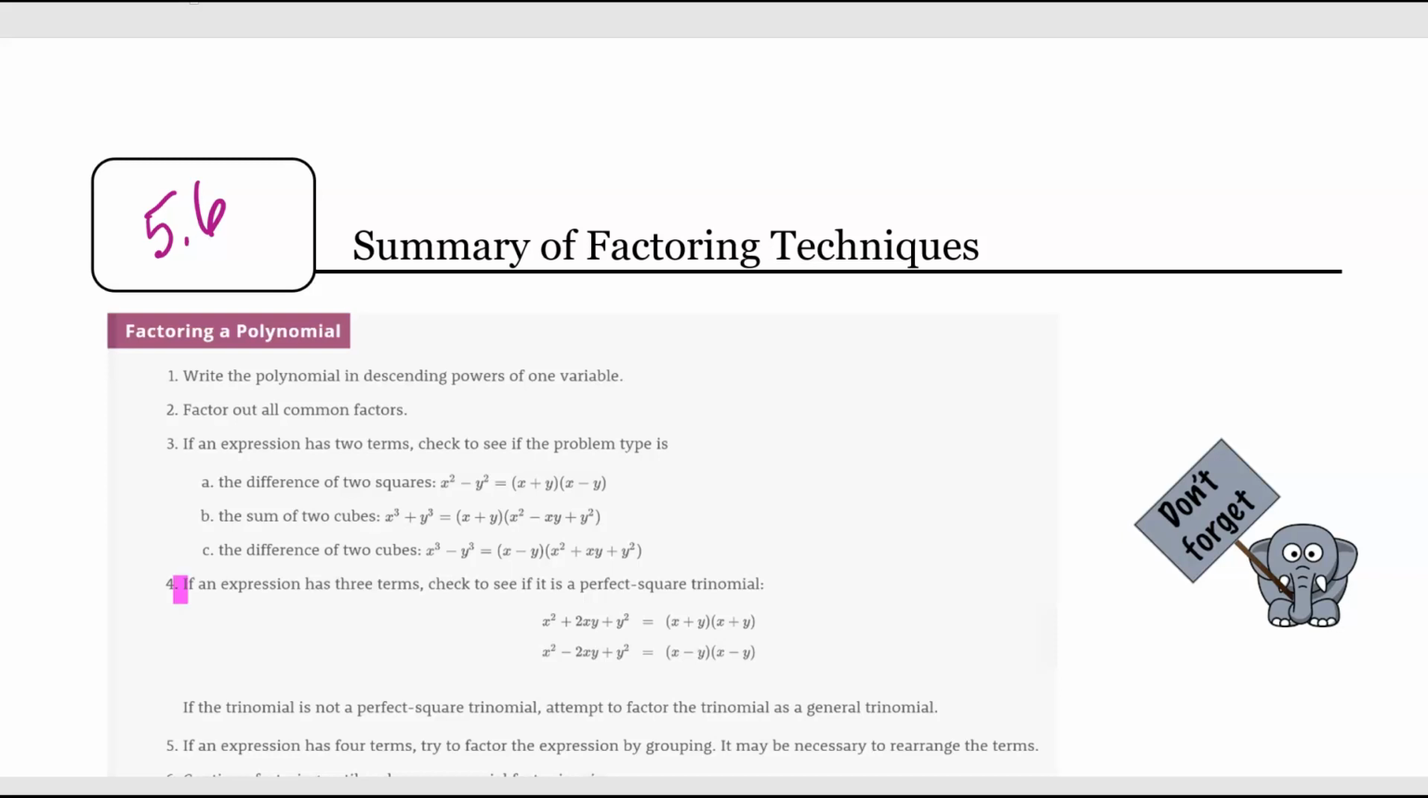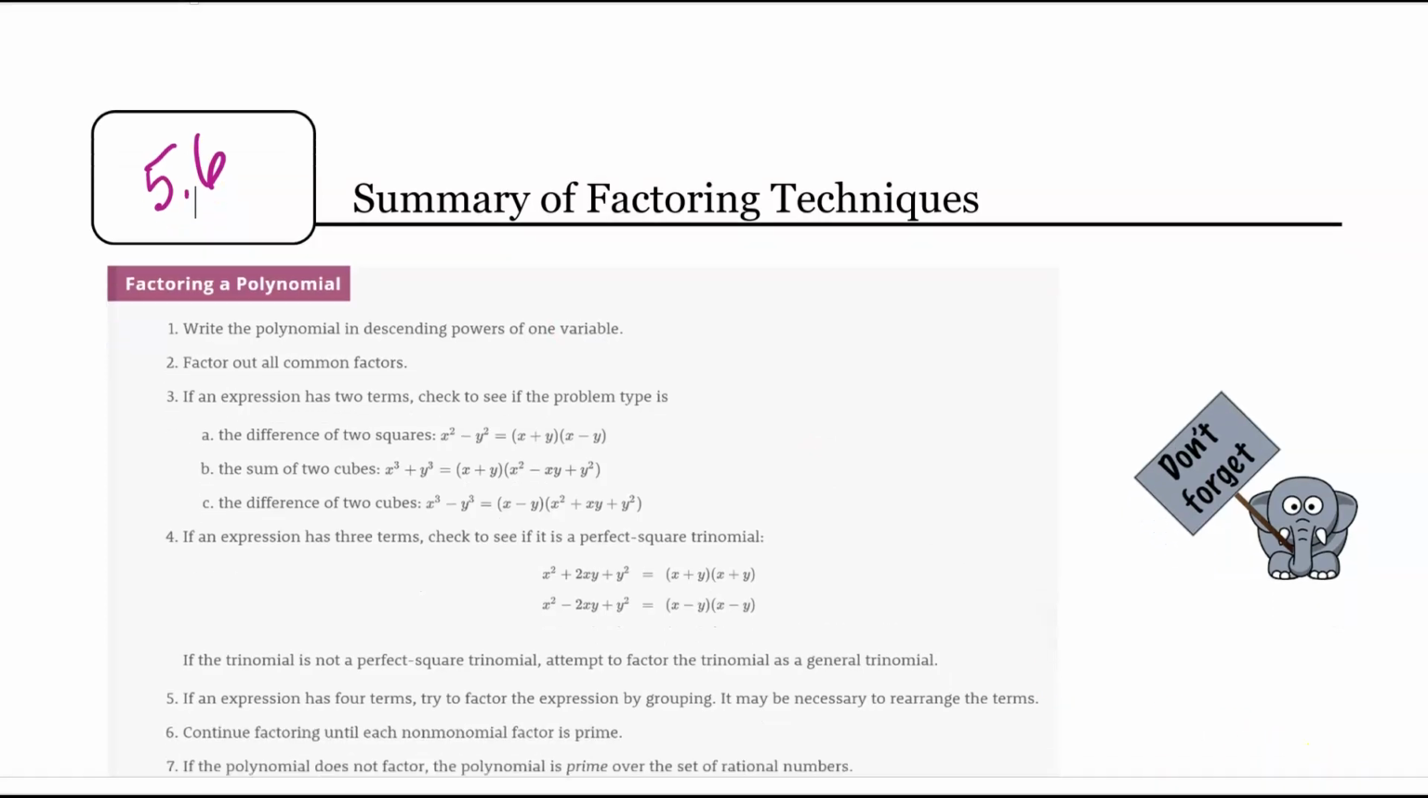Number 4, if an expression has three terms, check to see if it is a perfect square trinomial. Now, a perfect square trinomial simply just means that you have that factor twice. But you can always use the AC method, and if you end up with the same factor twice, then it's called a perfect square trinomial.